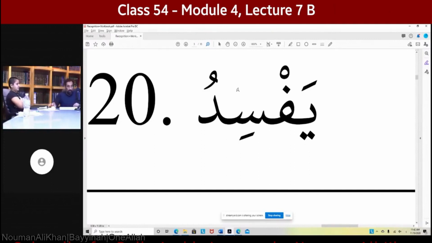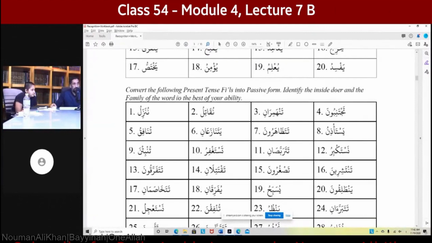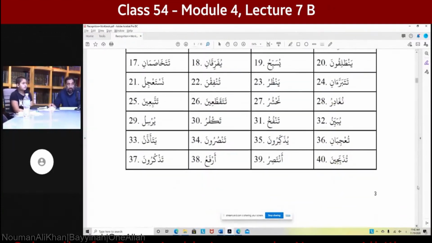Okay. Your homework is page 3 in the drill, and it's the second exercise. It says convert the following present tense fi'l into passive form. So you're going to take all of these presents and make them passive. Remember, the endings do not change. It's the rest of it that changes. When you guys are done with that exercise, I'll check all of them. This is painful, but you're going to do all 40.